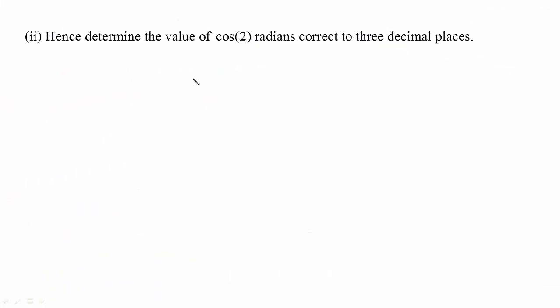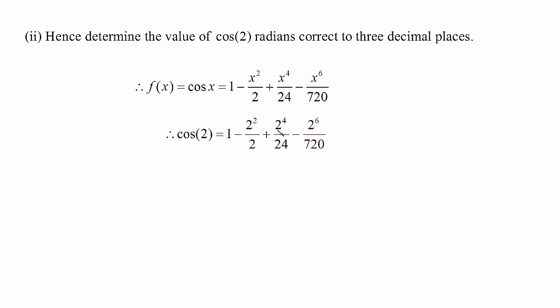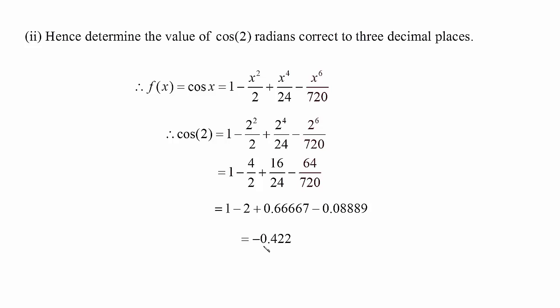In part 2, we are asked to determine the value of cos of 2 radians correct to 3 decimal places. So once again, we write the power series for cos x that we worked out in part 1, and anywhere we have x, we substitute 2. So if we use our calculator, this works out to be the following expression, which works out to be minus 0.422. And if you check the cos of 2 radians using your calculator, you find that you get the same answer.